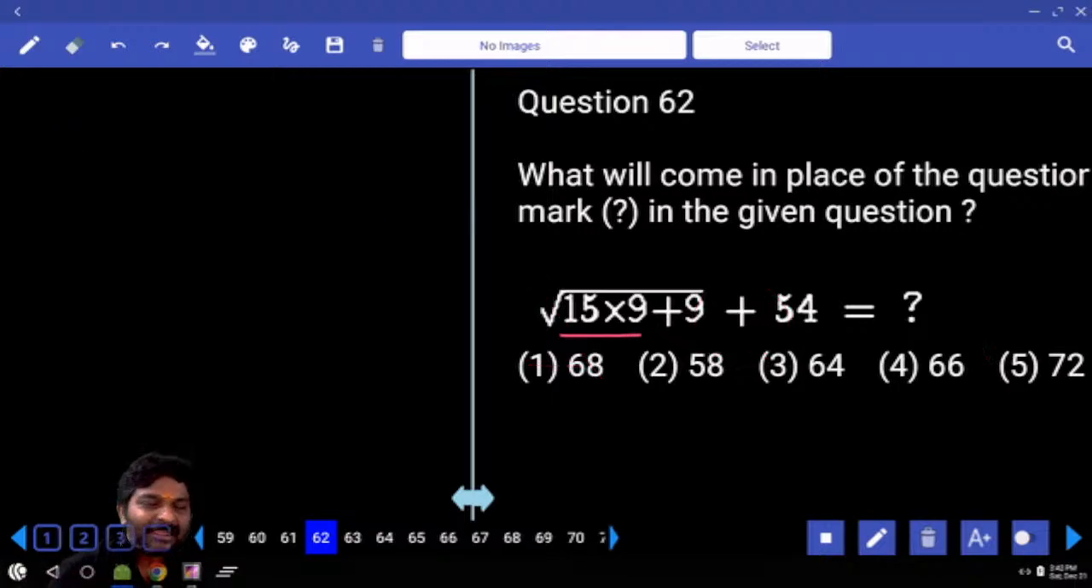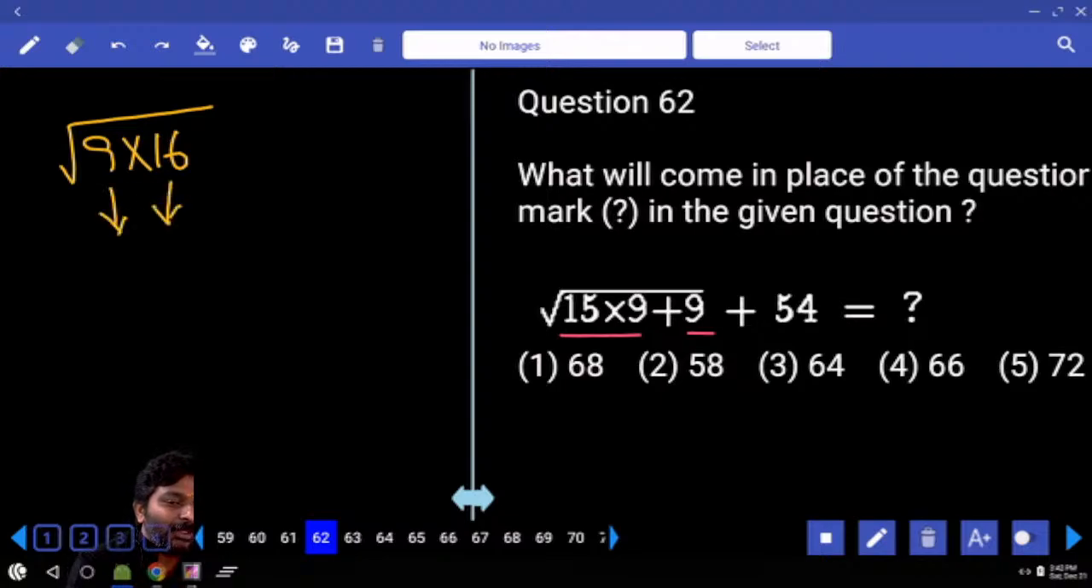How many 9s are here? Plus how many more are there? Total how many are there? That means in under root you are having 9 into 16, right? If it comes out 3 into 4, 12 plus this number, 60.